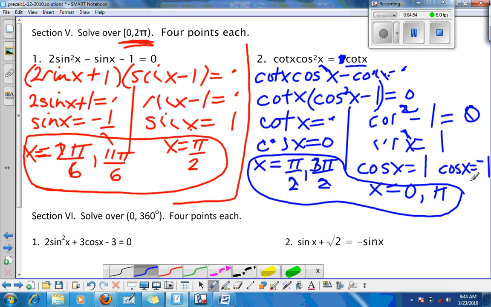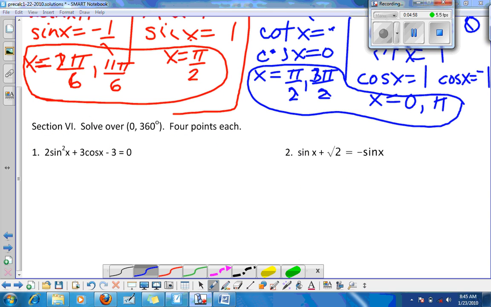Okay, like I said, Section 6, number 1 is one that I did and sent to you on Thursday. So that's already a file on the website. So let's look at number 2 here. I see a sine of x on both sides. So let's combine those. 2 sine x plus the square root of 2 equals 0.